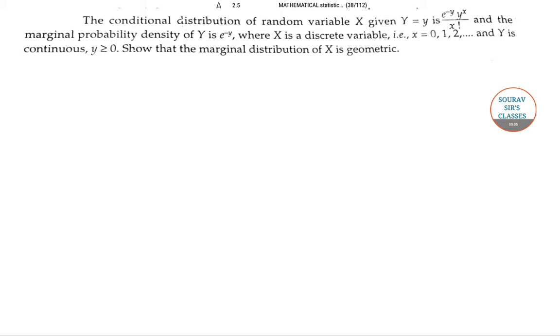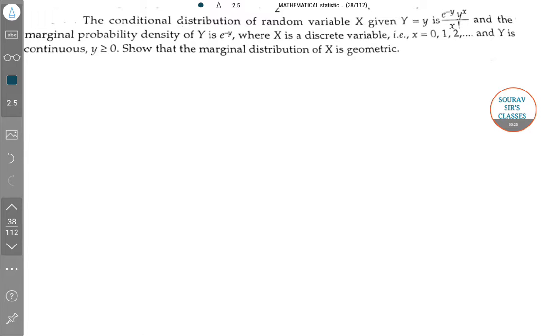So in today's video, we'll be solving a question, that is, the conditional distribution of random variable x given y equals small y is given by this. So now how do we solve it? In order to solve it, first I will write down.